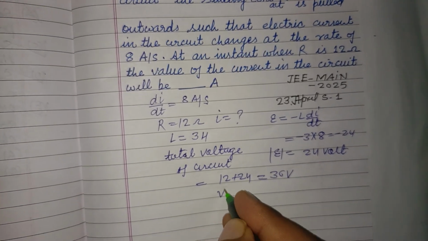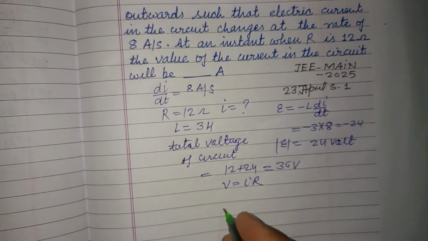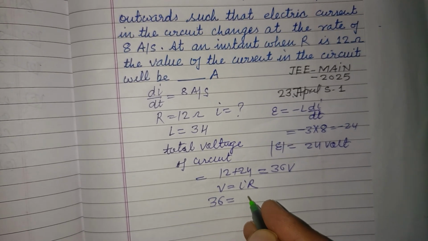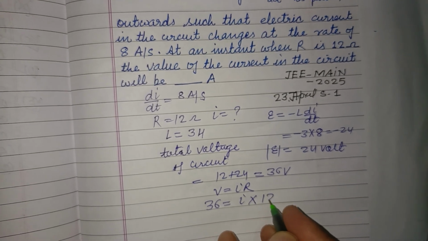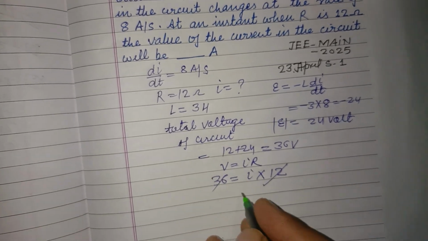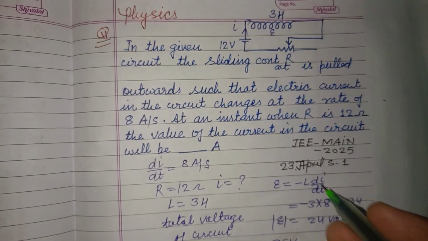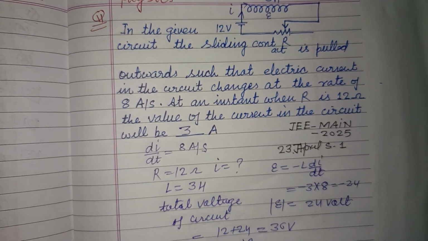equal to V equal to IR. So this is 36 and I is asked and R is given to us as 12. So 12 3s are 36. I equal to 3 ampere current flowing in the circuit. Therefore 3 is the correct answer of this question.